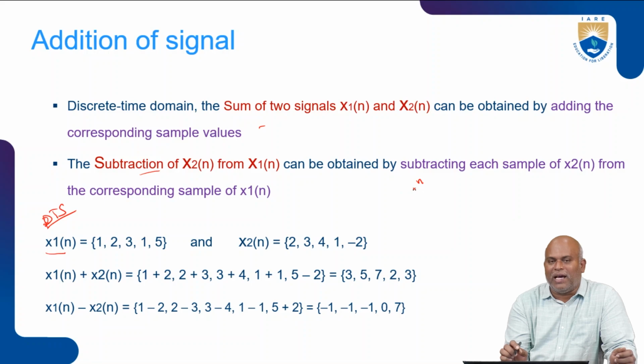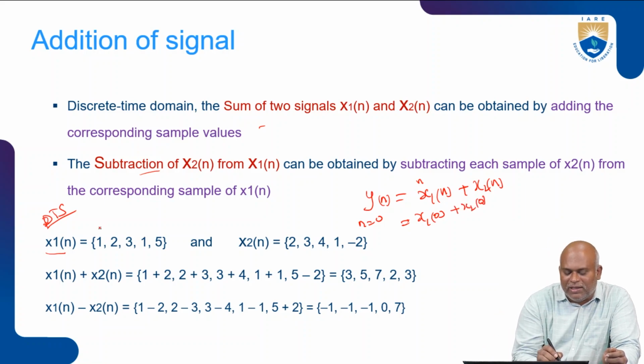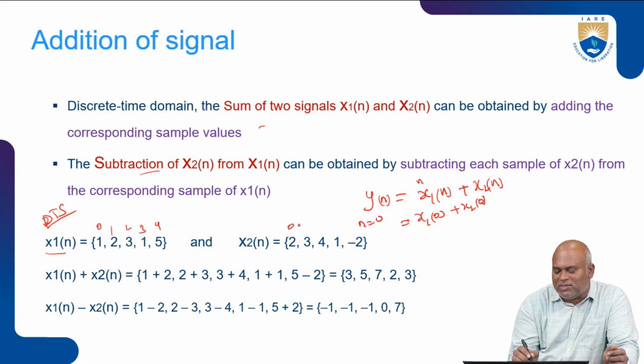Now I write for the addition. What is that? y of n equal to x1 of n plus x2 of n. So in this case, first I take n equal to 0. This means x1 of 0 plus x2 of 0. Now I give the index values 0, 1, 2, 3, 4 for x1, and for x2 the index values are also 0, 1, 2, 3, 4.